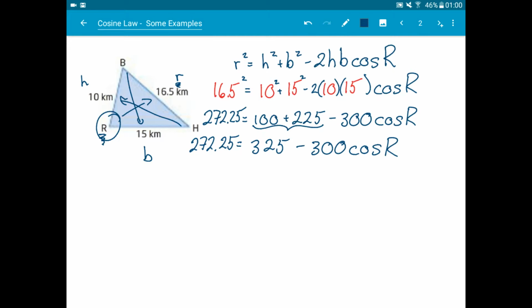You have to think of your goal now. You want to get cosine R by itself so that eventually you can do R is equal to the cosine inverse of some number. So let's get closer to that goal by getting rid of that 325 from both sides. I'm just going to subtract 325 from both sides. So minus 325 over here as well. Okay, that gets rid of this. And on this side, we're left with minus 300 cosine R.